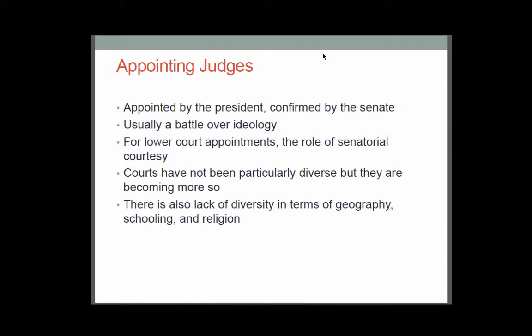And judges are appointed for a variety of reasons, but usually it's just a battle over ideology. That is, they're looking to appoint someone that has a similar ideology in terms of understanding the law and the Constitution as they do or as their party does along the way. And so typically a Republican president who successfully appoints and gets confirmed a judge is appointing somebody who agrees with Republican ideology in general. And the same thing the other way, a Democrat would largely appoint a more liberal judge as well.